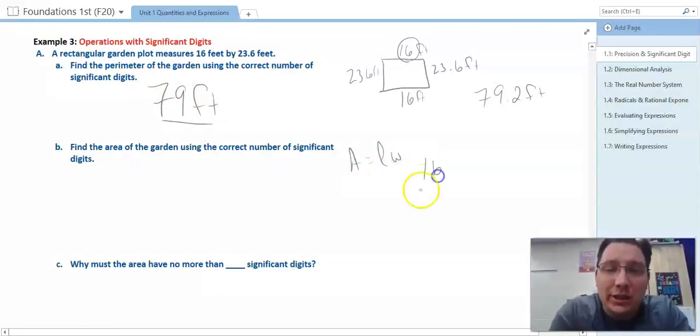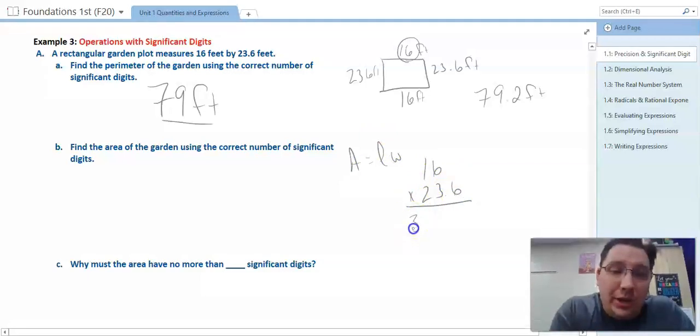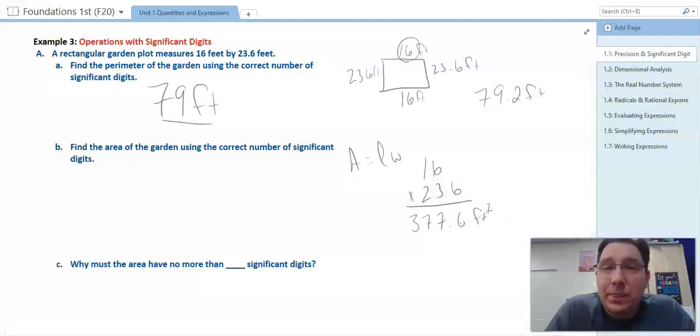And so we're going to take our 16 and multiply it by the 23.6. And so when we do that with our calculator, we get 377.6 square feet, or feet squared. And so rounding again, remember we're going to take with multiplication or division the least precise measurement and the number of significant digits that it has.